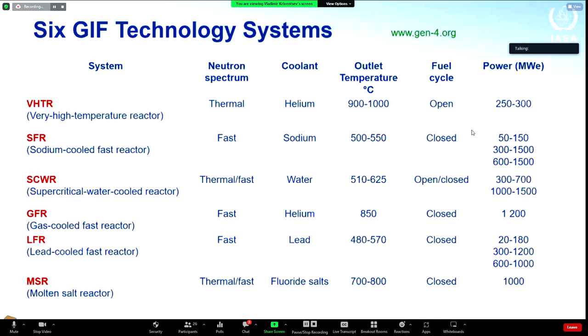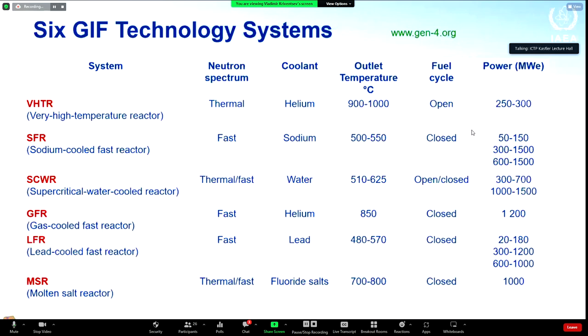Okay, GIF proposed six conceptual designs for future reactors. The very high temperature gas reactor is cooled by helium in a thermal spectrum. The SFR, sodium cooled fast reactor, we'll discuss a little bit more later. The supercritical water-cooled reactor can work in a thermal spectrum, a fast neutron spectrum, or intermediate. This is cooled by supercritical water, also interesting. At least it can work in a fast spectrum as well.